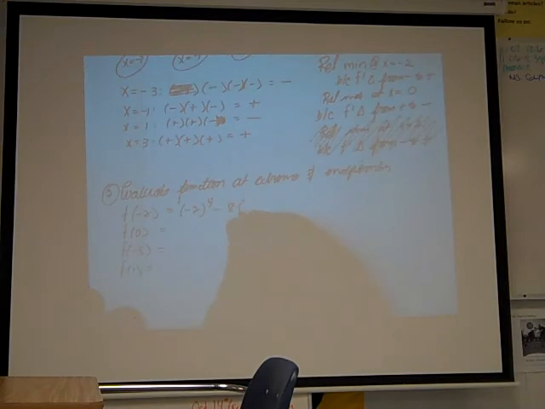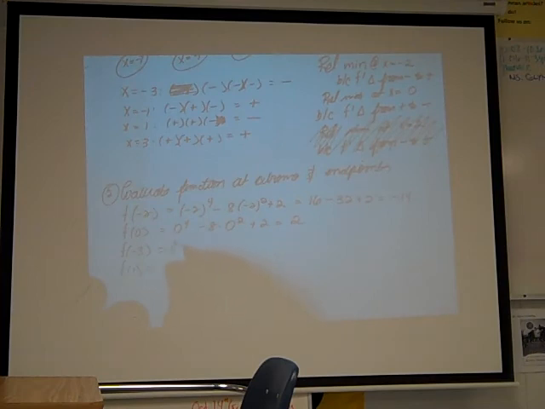-2 to the 4th minus 8 times -2 squared plus 2. -2 to the 4th is 16. -2 squared is 4. -8 times that, -32 plus 2, and we should get -14. f of 0, this should be easier. 0 to the 4th minus 8 times 0 squared plus 2. 0 minus 0 plus 2 is 2.